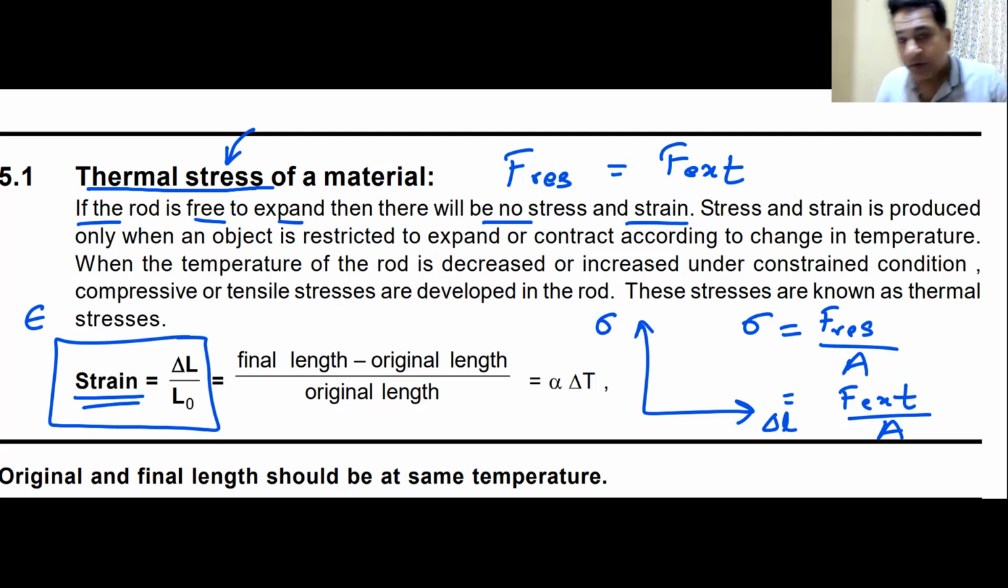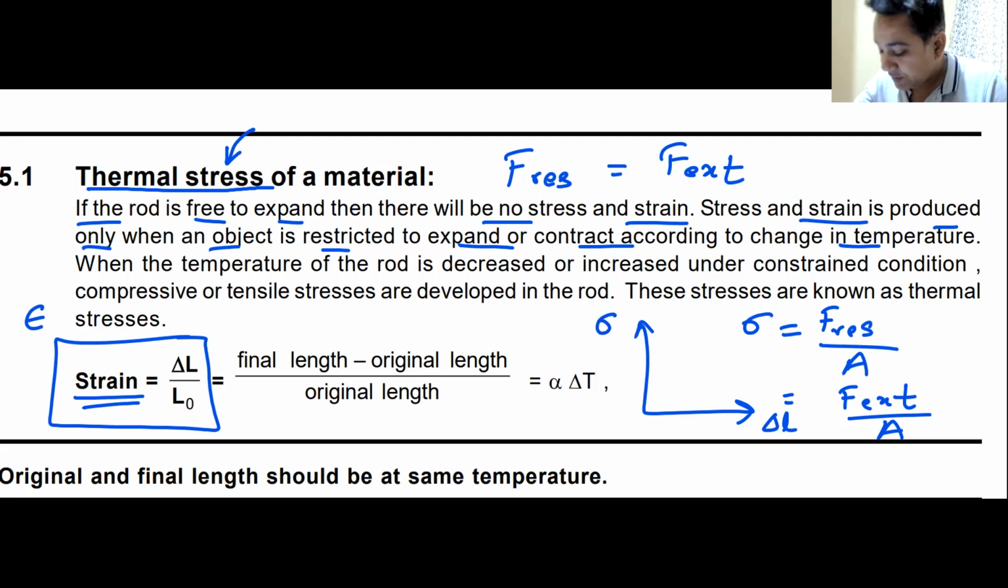Strain. So if the rod is free to move, free to expand, there is no thermal stress. Thermal stress I'm talking about, not the original stress. Original stress is always there. Whenever you apply force on a body, the body gets strained always. Stress and strain is produced only when an object is restricted from expanding or contracting.